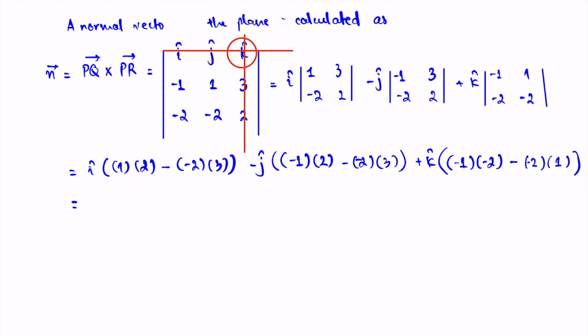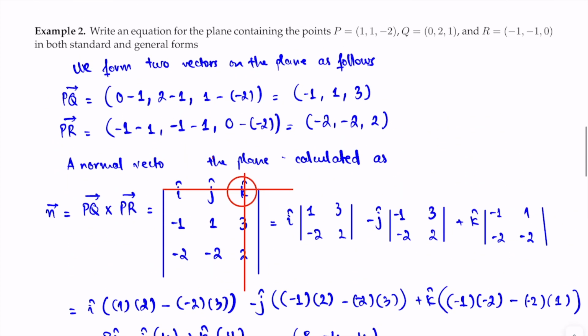So if we do the calculations correctly, we get that the coefficient of i is 8, and then minus j hat times 4 plus k hat times 4 as well. And therefore the normal vector is going to be 8, negative 4, positive 4. With the normal vector and a point on the plane, I'm going to choose the point P. You can choose any point that you like, it doesn't matter.